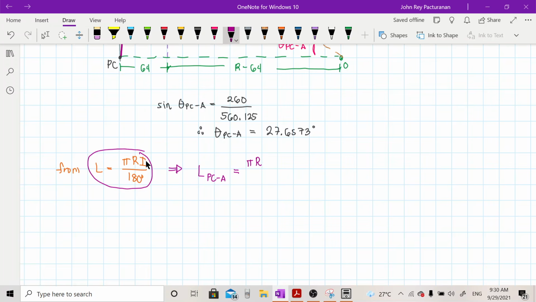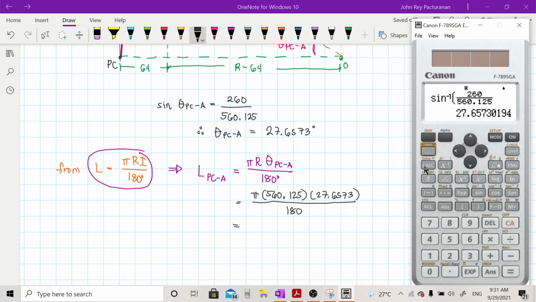So, that will be pi r. Tapos, imbis na I, kasi di ba yung I yung angle of intersection, yung theta na lang from PC to A over 180 degrees, no? So, galing dito, i-modify nyo lang yung formula natin para at least magamit nyo. And in this case, this will be pi 560.125. Na-compute na natin yung theta as 27.6573. Then, divide nyo na lang ng 180 degrees. Okay? So, gawin na natin yun, class.